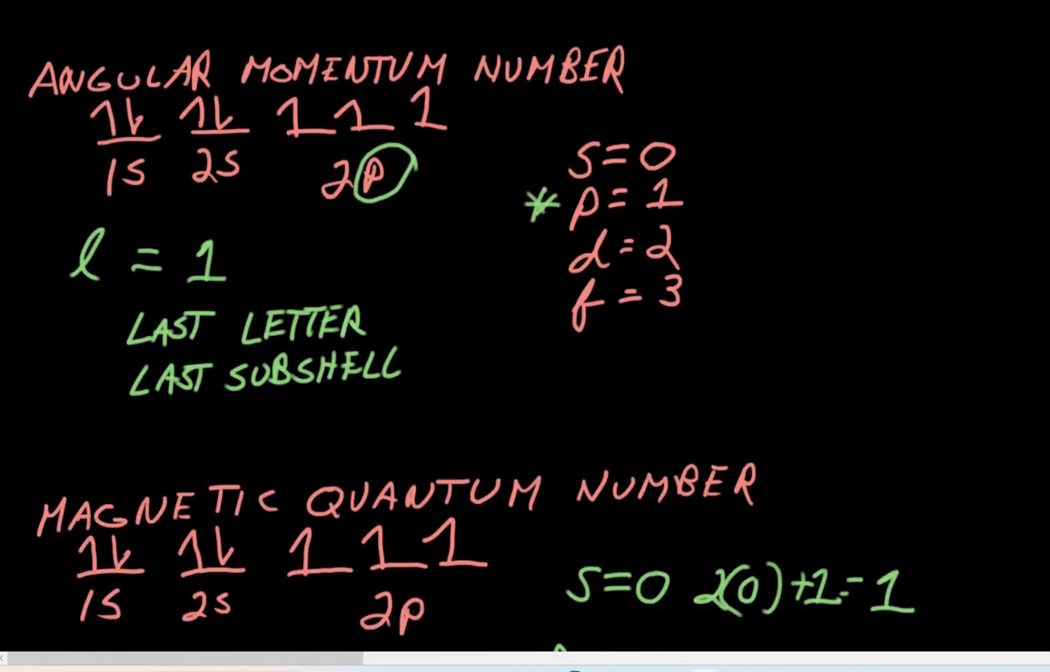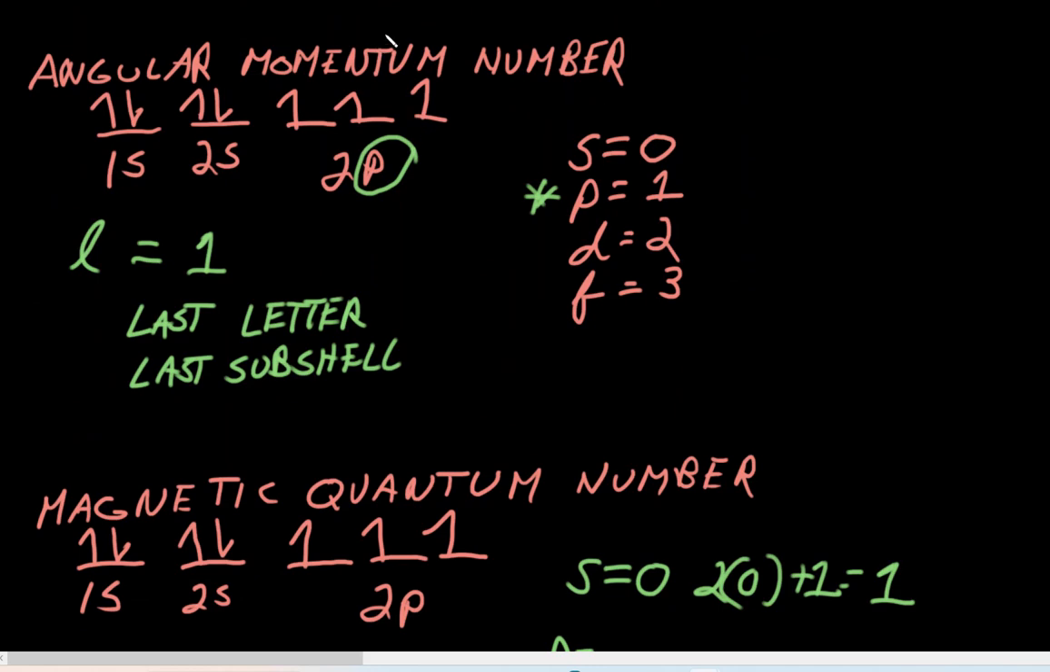So let's go on and look at our angular momentum number. The angular momentum number, or L, is the last letter of the last subshell. So our last subshell is right out here. So we are at P, and we need a chart to put a numerical value to this. So if we were in the S, it would be 0. We're in the P, so that corresponds to a 1. If you were in the D, it would be 2. If you were in F, it would be 3. So L, or our second quantum number, equals 1.